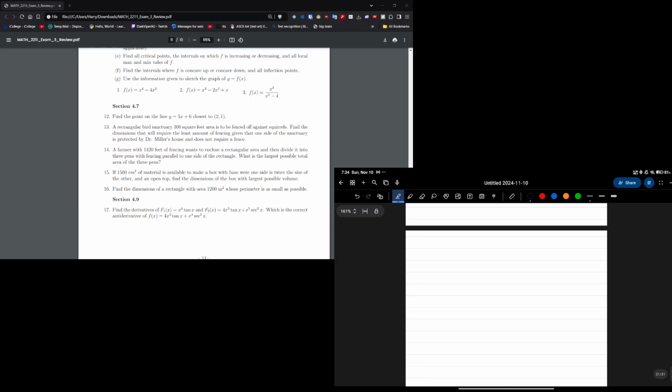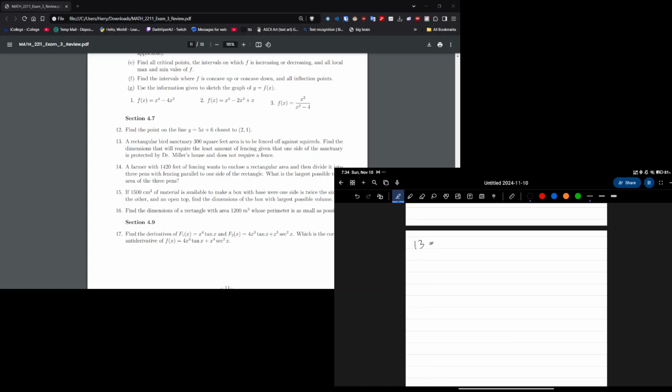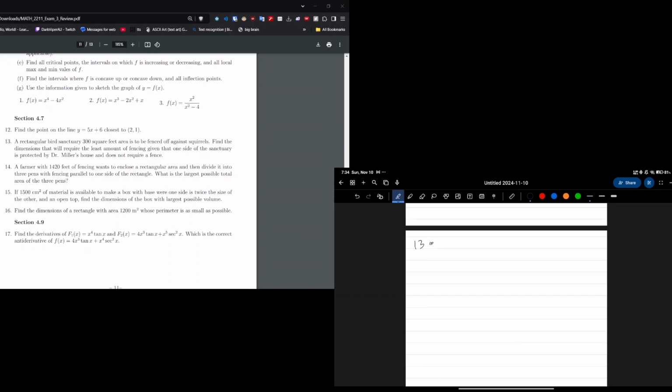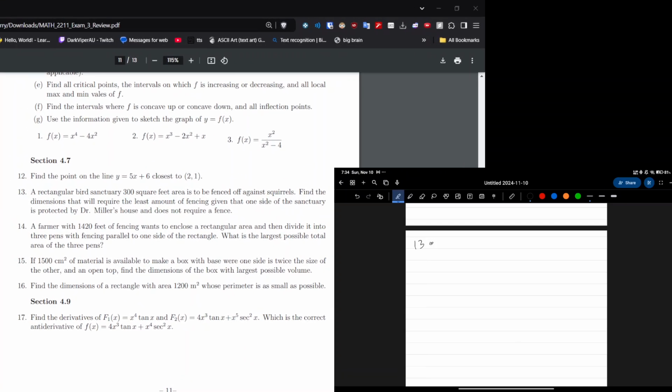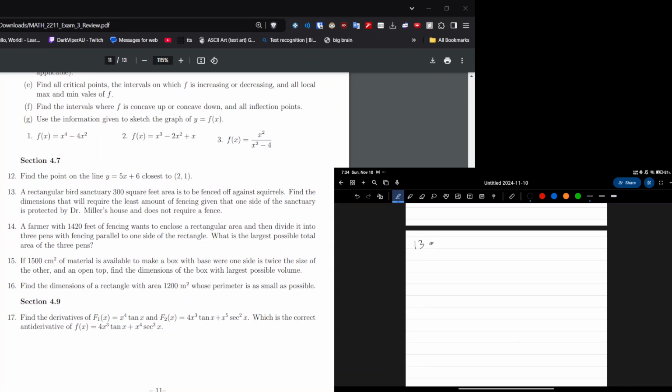Let's do number 13. A rectangular bird sanctuary, 300 square foot area, is about to be fenced off against squirrels. Well, I mean, they can climb up the fences, but it's the math, man. We cannot argue against them.